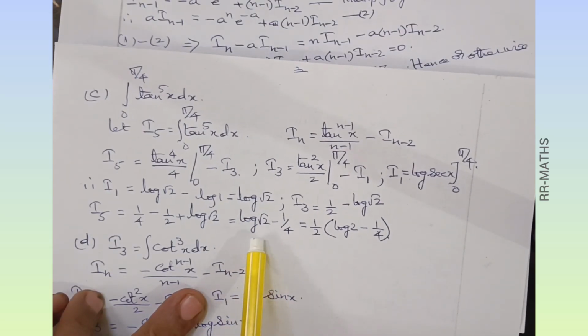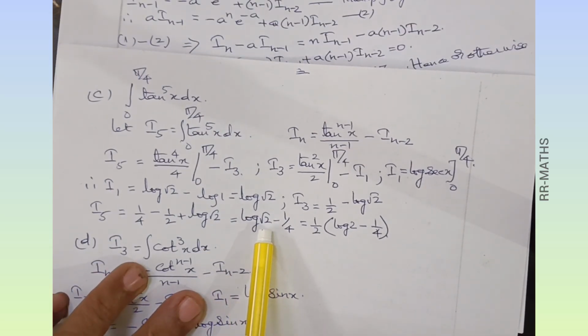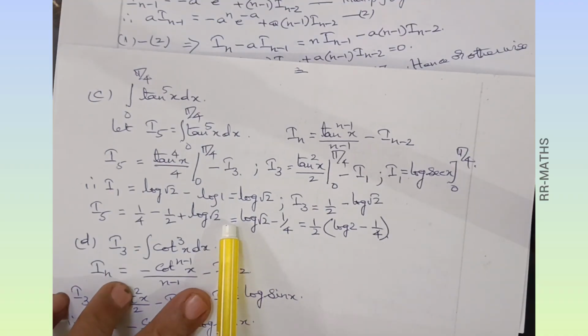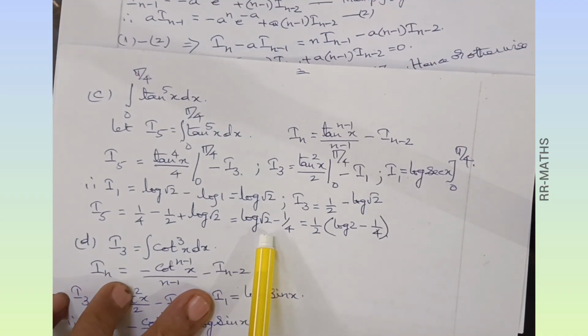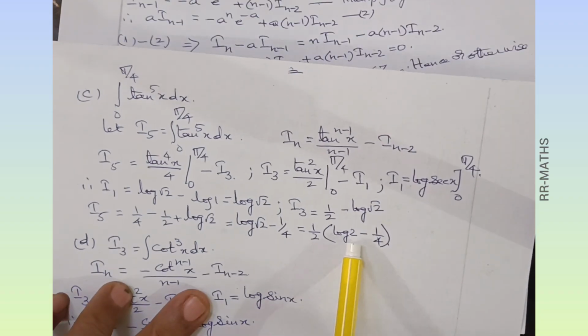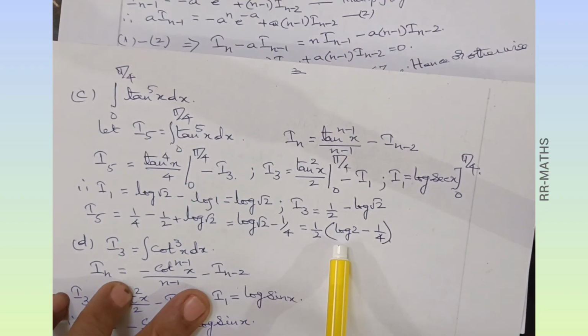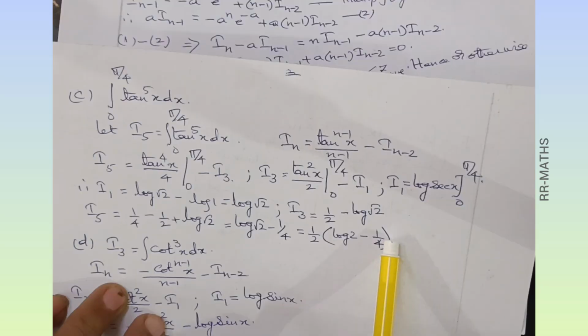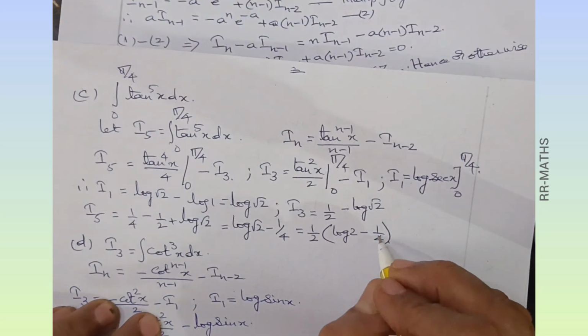Now log root 2 can be written as log of 2 to the power of half. So half comes down, giving it as half log 2. And so for both the cases, I can take out half as common factor, leaving you an answer with half into log 2 minus 1 by 2. Sorry, this should be 2.